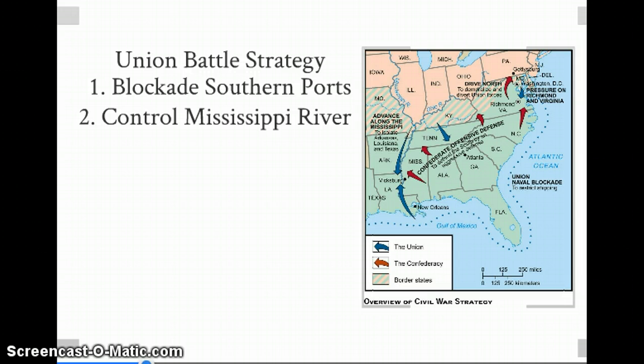Additionally, the Union wanted to take control of the Mississippi River, which we see these arrows here in blue, which actually indicate they did take control. But the idea behind this was more of a divide and conquer strategy. The taking control of the Mississippi River would divide Arkansas, Louisiana, and Texas on the western side of the Confederacy from the states in the eastern side of the Confederacy.